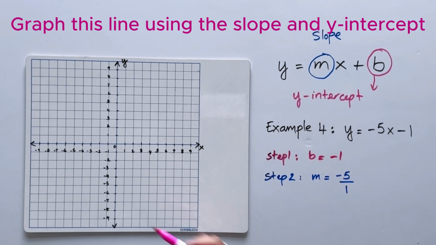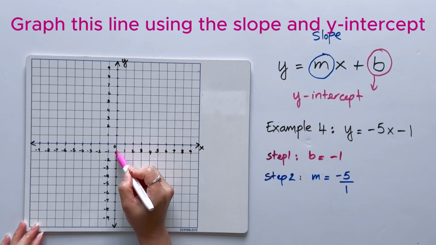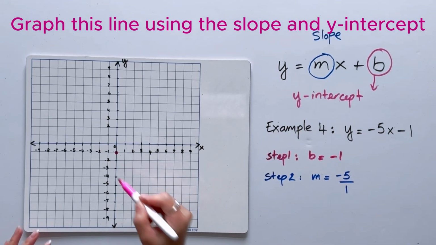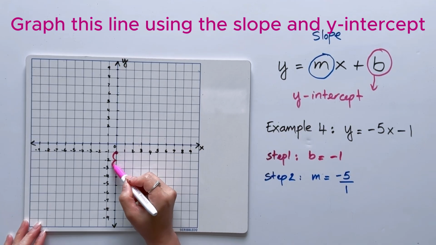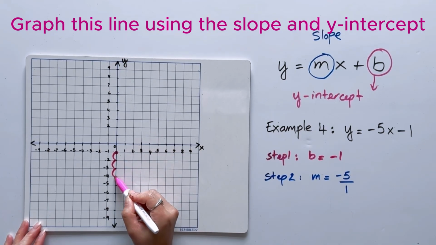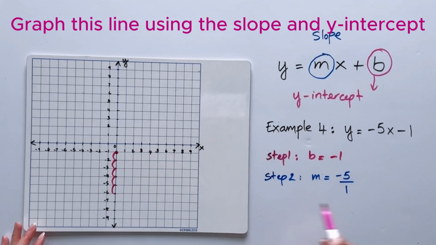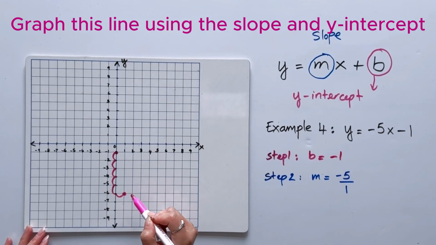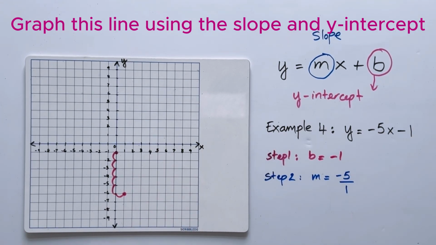For b equals negative 1, we look at the y-axis and it's at the point 0, negative 1. For the slope, we have a negative slope, negative 5 over 1, so we will go down 1, 2, 3, 4, 5. And we go to the right 1 unit. And that is our second point.